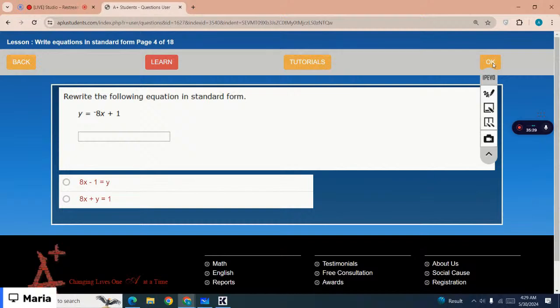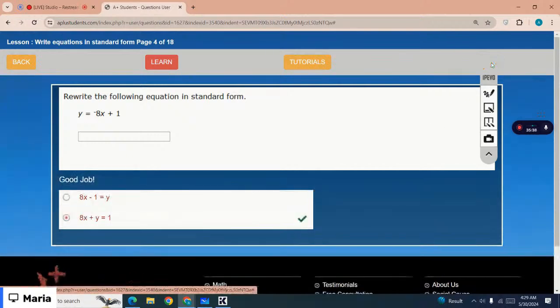The correct option is option number. Yes, option number 2 is the correct option. That is 8x plus y equals 1.